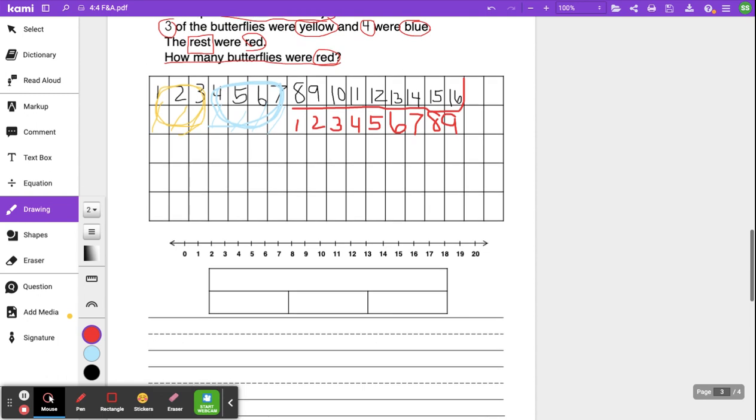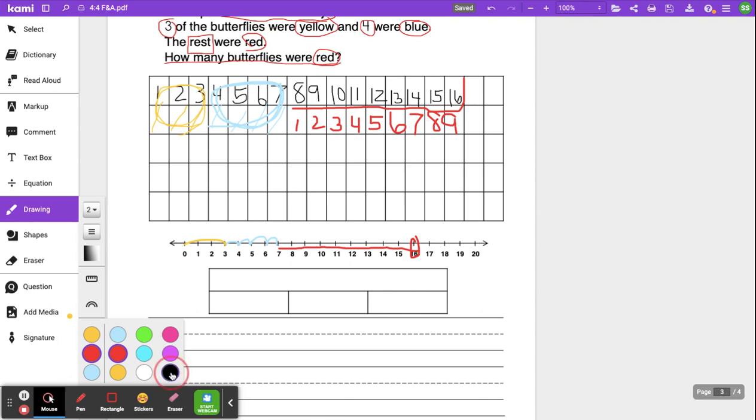Okay, let's go down here and check our answer on the number line. First, let's put in our 3 yellow butterflies. 1, 2, 3. There's the 3 yellow ones. And I need 4 more, 4 that are blue. 1, 2, 3, 4. Now we said that the red ones are 9. Let's check that. 1, 2, 3, 4, 5, 6, 7, 8, 9. Did that give us our original number of 16? Yes. So I know the answer I put here is correct.